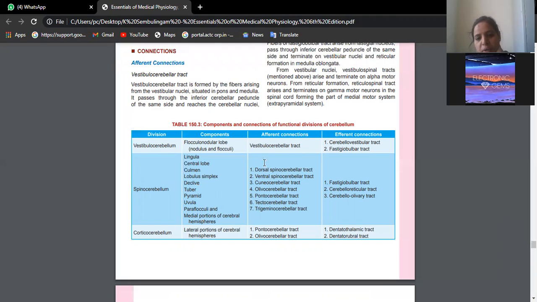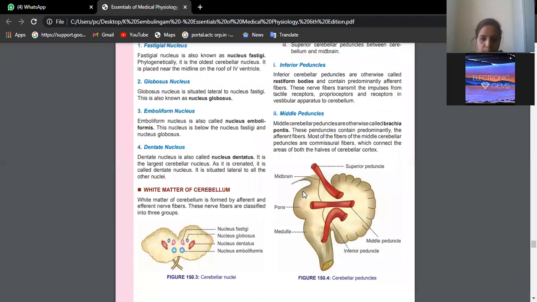Then what are the different tracts? We have afferent connections and efferent connections. If you remember, there also we had superior, middle, and inferior, three peduncles, isn't it? Superior cerebellar peduncle, middle cerebellar peduncle, inferior cerebellar peduncle. Superior cerebellar peduncle is nothing but the connection between midbrain and cerebellum. Middle cerebellar peduncle is the connection between pons and cerebellum. Inferior is between medulla and cerebellum. Here you will have to-and-fro directions of fibers.